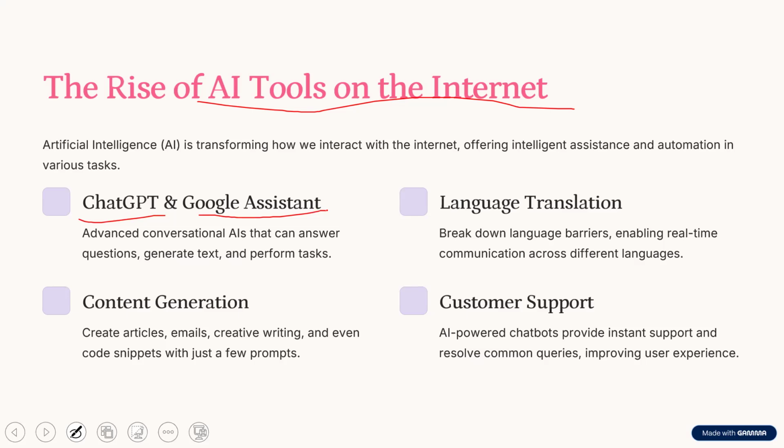We have a lot of AI tools. We're going to look at them maybe some other time, and these tools are advanced conversational AI that can answer questions for you, generate text for you, perform tasks for you and things like that. They do content generation. They can create articles, emails, creative writings, and even code snippets, and things like that. They do language translation, they do customer support, and so on and so forth.